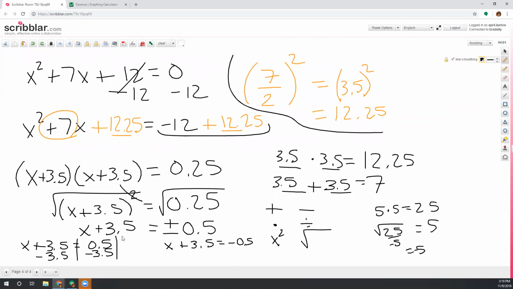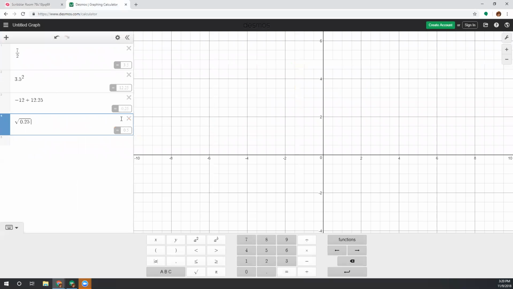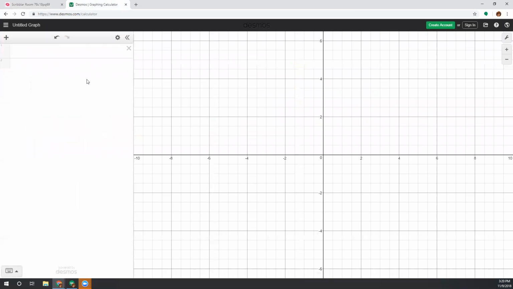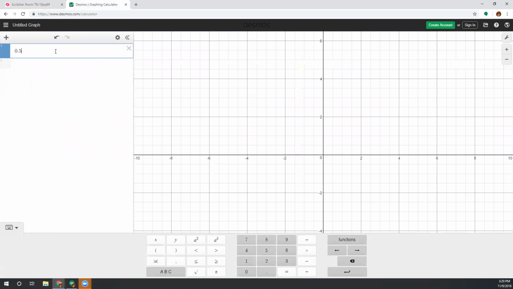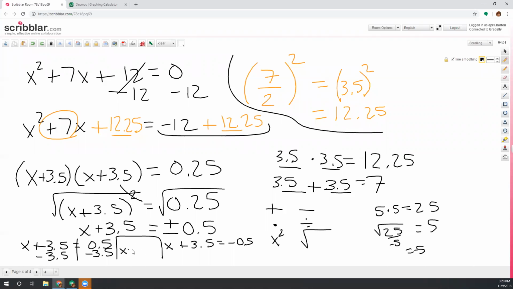I'm running out of room, so I'm going to squeeze the answer in here. 0.5 minus 3.5. I'm going to get rid of all my other stuff. That gives us negative 3, which is the answer we already knew was coming. We've solved this by graphing, we've solved this by factoring, and now when we solve it by completing the square, same answer. They're all different methods to get the same thing.